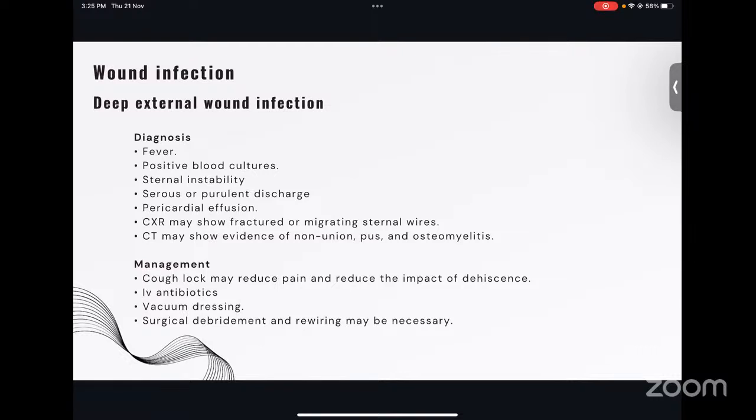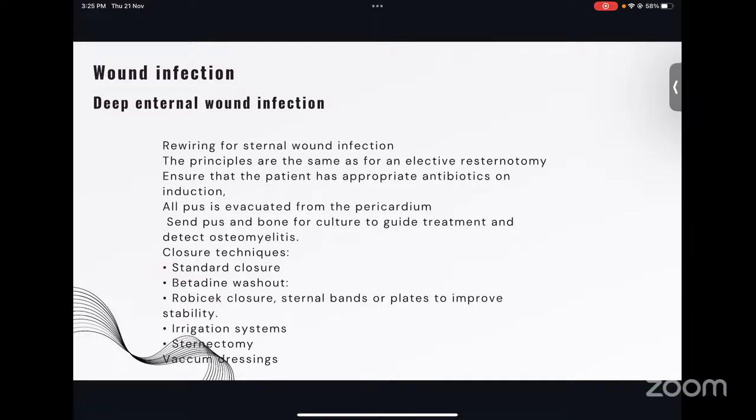CT will show us evidence of non-union, pus, and osteomyelitis. To manage the patient, a cuff lock may reduce the pain for the patient and reduce the impact of a dehiscence. Give the patient IV antibiotics and put the patient on a vacuum dressing. If necessary, we will do surgical debridement and rewiring of the sternum.